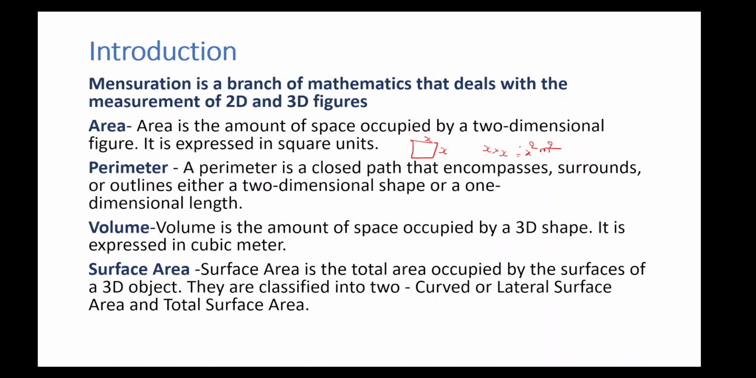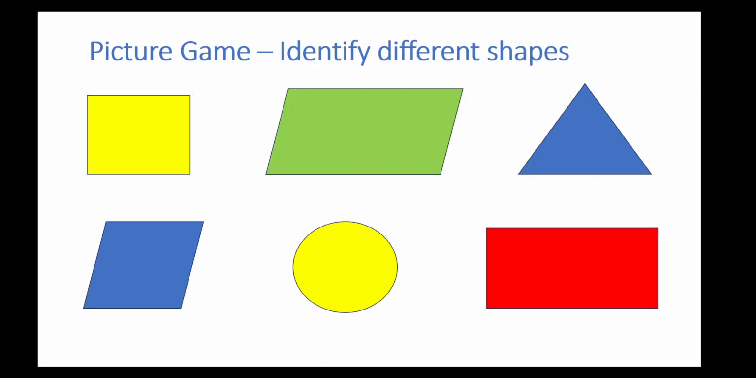Next, perimeter. A perimeter is a closed path that encompasses, surrounds or outlines either a two-dimensional shape or one-dimensional length. Volume. Volume is the amount of space occupied by a 3D shape. It is expressed in cubic meter. Surface area. Surface area is the total area occupied by the surface of a 3D object. They are classified into two: curved or lateral surface area, and the second one is total surface area.